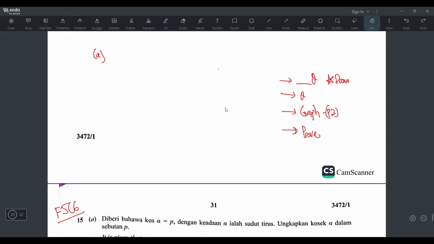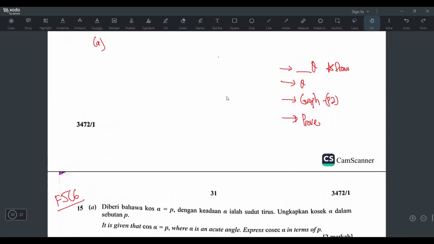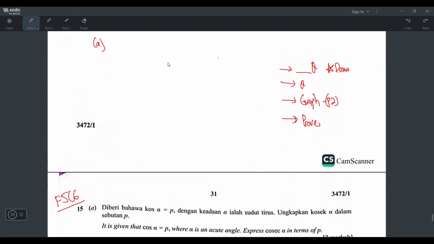Okay, so now we are finished with the introduction. Now it's time to get A plus. So now it's time to solve and answer the question. So cos alpha equals P. Try to find this. Okay, I told you already, you have to draw. So I will draw a cross.